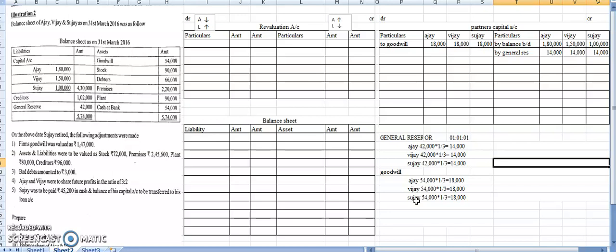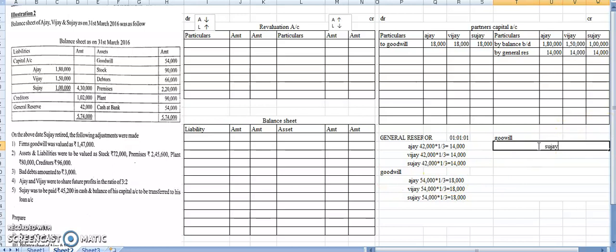We will distribute the amount of goodwill which is given in the adjustment. Now for this we need to calculate the gain ratio. So firstly I'll write the goodwill amount. Now the goodwill amount which is given in the adjustment is 1,47,000. So we first need to calculate the share of the retiring partner. The retiring partner here is Sujay, so we will calculate the share of Sujay.